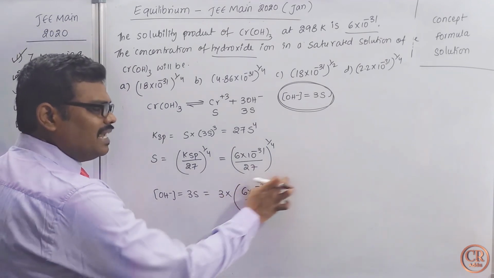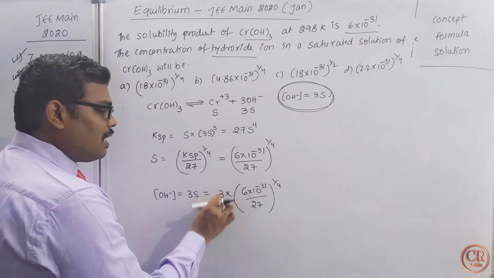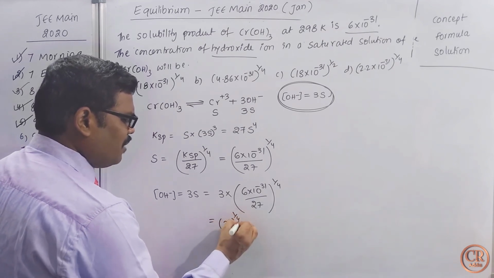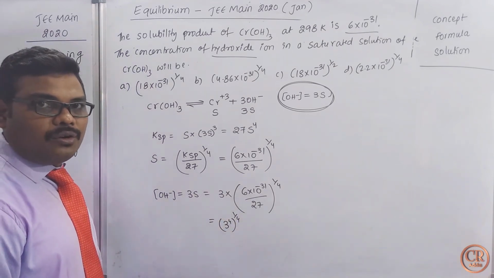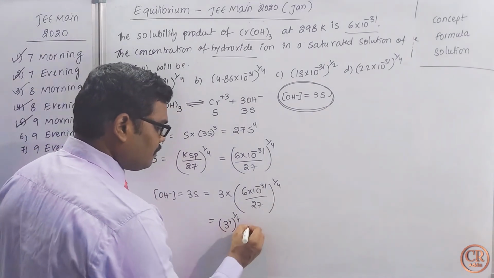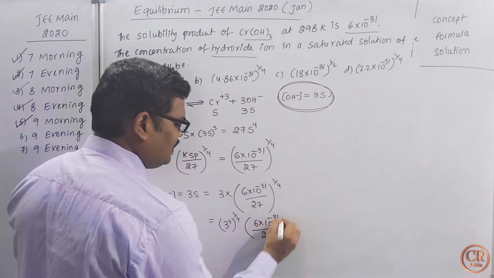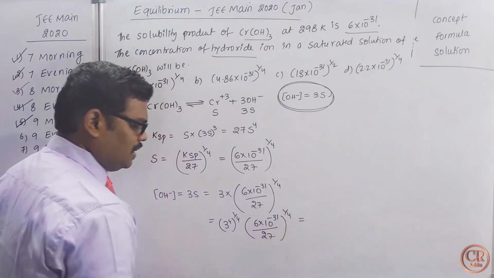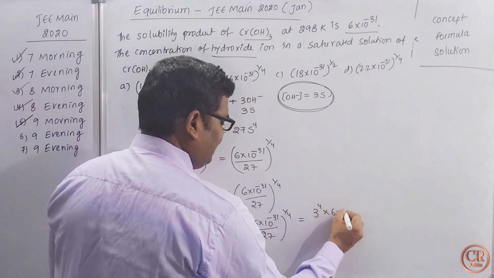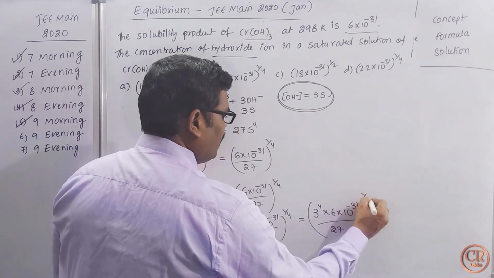Here the powers are not the same. Here the power is 1, here the power is 1 by 4. So we can write 3 as 3 power 4 into 1 by 4. So what do we get here? From this, 3 power 4 into (6 into 10 power minus 31 by 27) whole power 1 by 4.